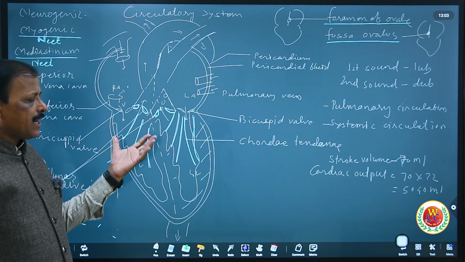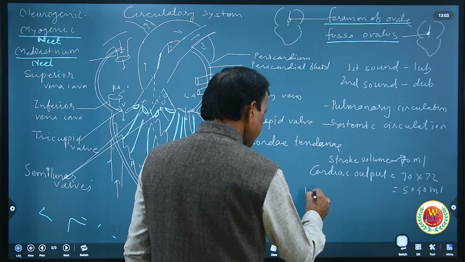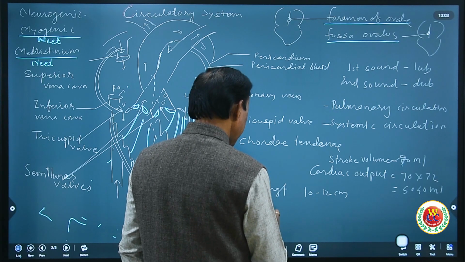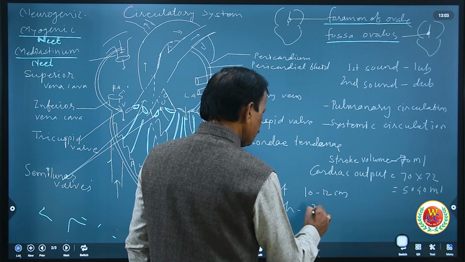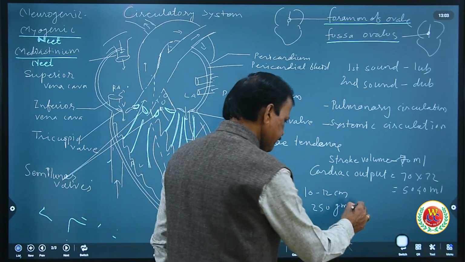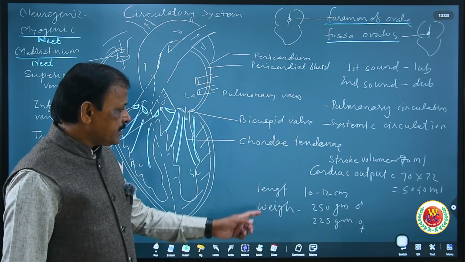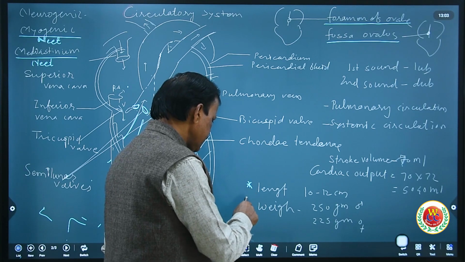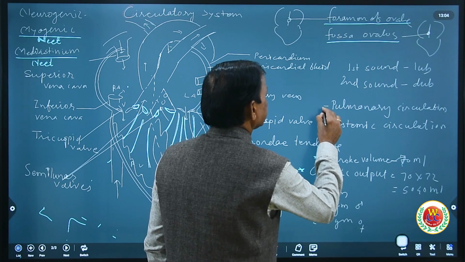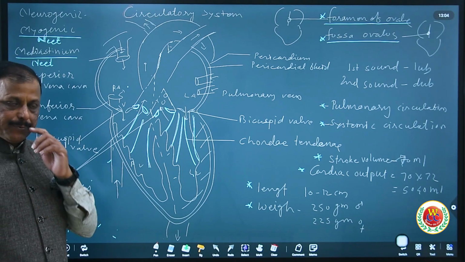Now see, this heart is like a fist. It is around 10 to 12 centimeter in length. And the weight of the heart is 250 gram in male and 225 gram in female. These are some of the things to be remembered as points of note, and they can be asked in NEET. So these stars are points to be remembered for NEET.